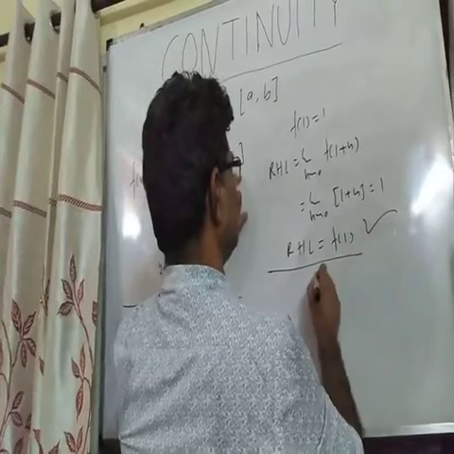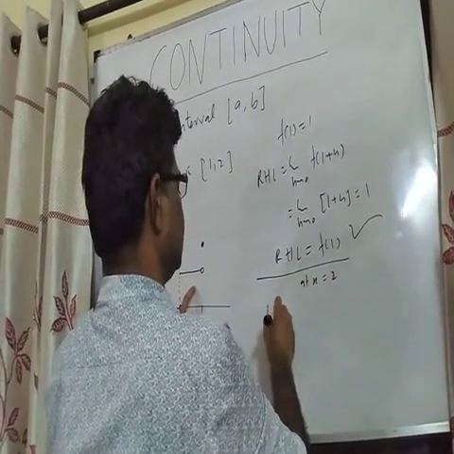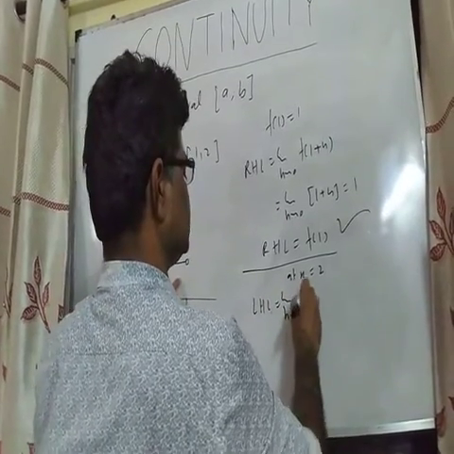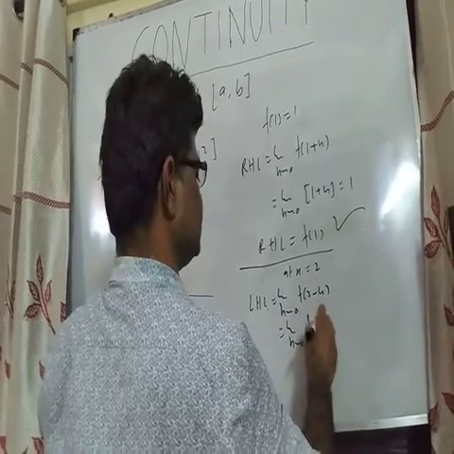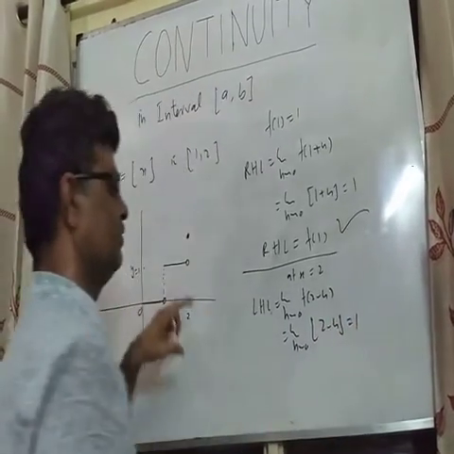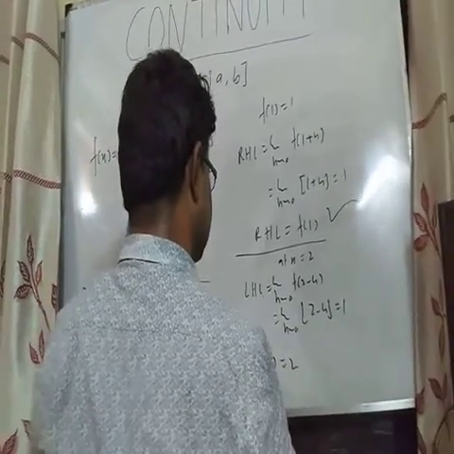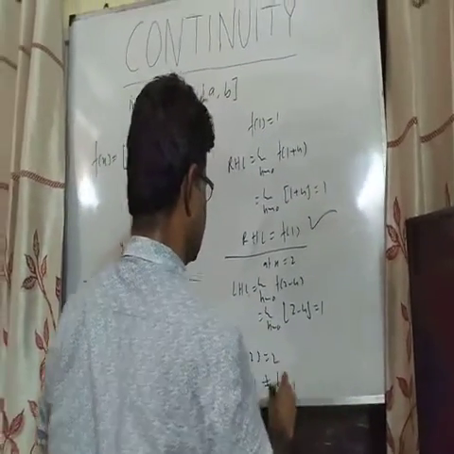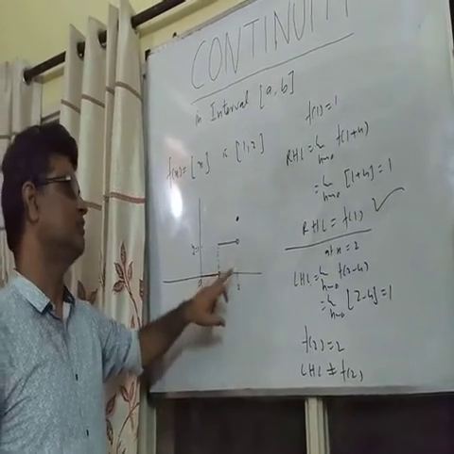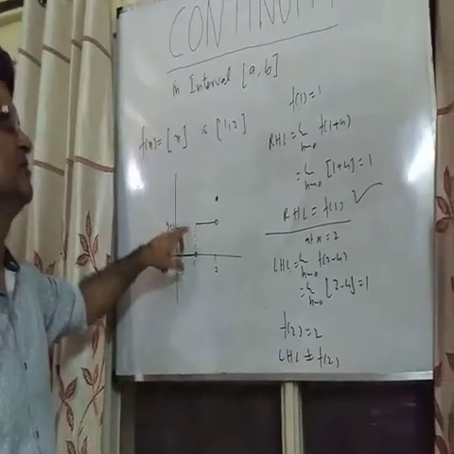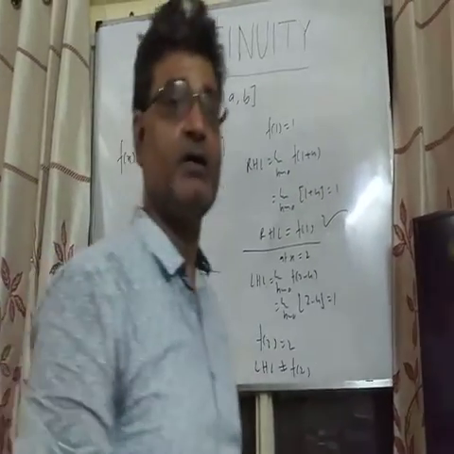Now we'll check what happens at 2. In this case, we'll take the left hand limit. The limit as h tends to 0 of f of 2 minus h, the greatest integer of 2 minus h, will be equal to 1, while the value of f(2) is equal to 2. So we can see that the left hand limit is not equal to the value of the function at 2. So the function is discontinuous at x equals 2, while it is continuous at 1. So you can see how we are checking the continuity in the closed interval a comma b.